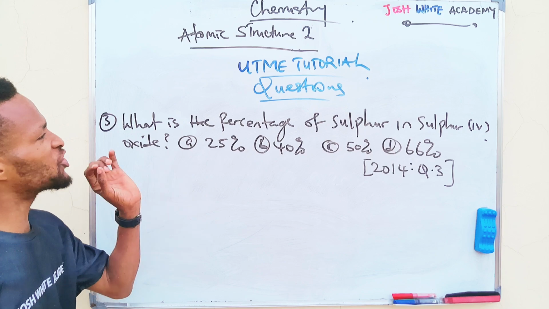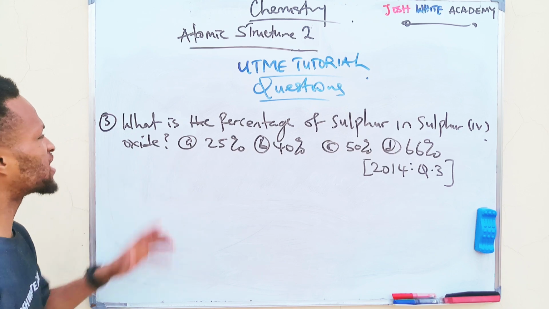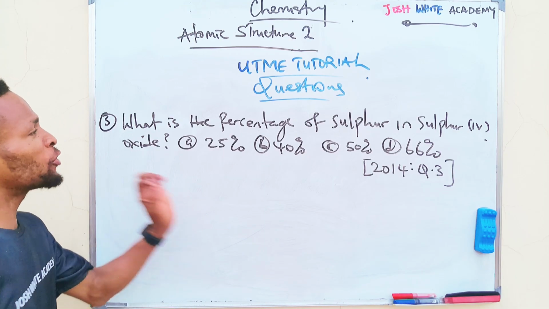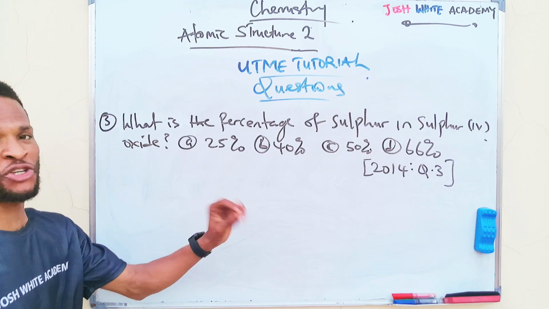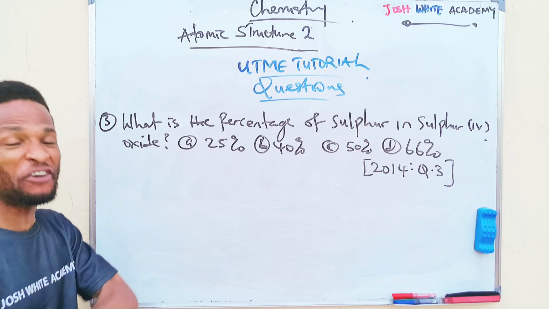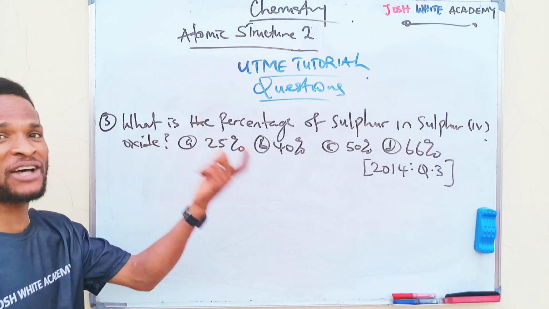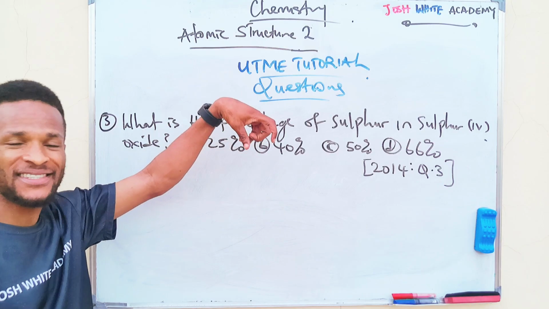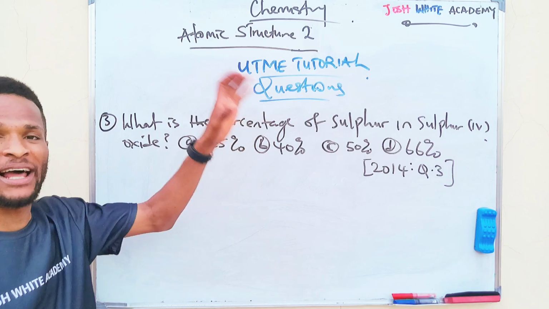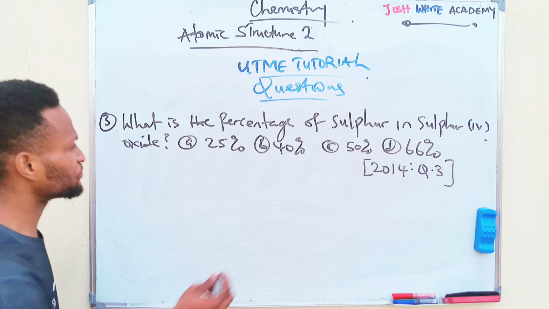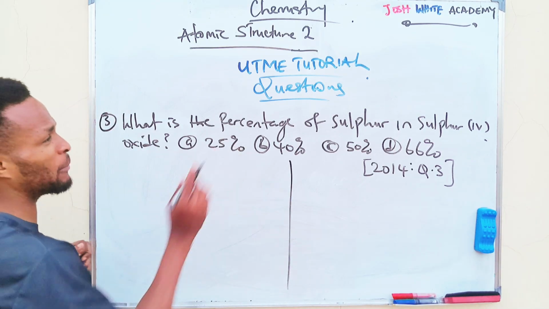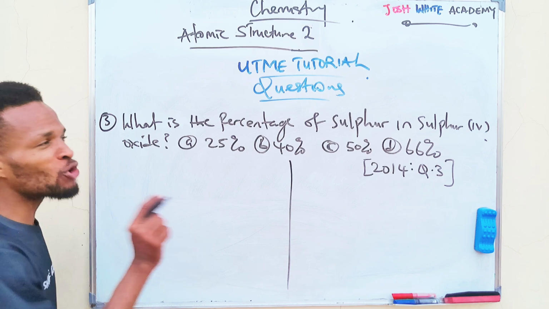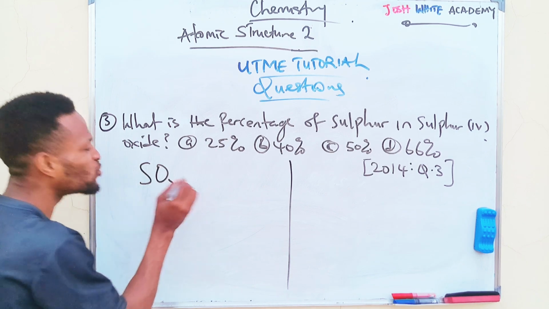What is the percentage of sulfur in sulfur 4 oxide? It is percentage composition. And for you to be able to find the percentage composition of an element in a compound, you must first find the relative molecular mass of that compound. Then you will use the relative atomic mass of the element related to the compound multiplied by 100%, and you get your answer. So let's find the relative molecular mass of sulfur 4 oxide. But you will need to know the formula of sulfur 4 oxide. Sulfur 4 oxide is SO2.